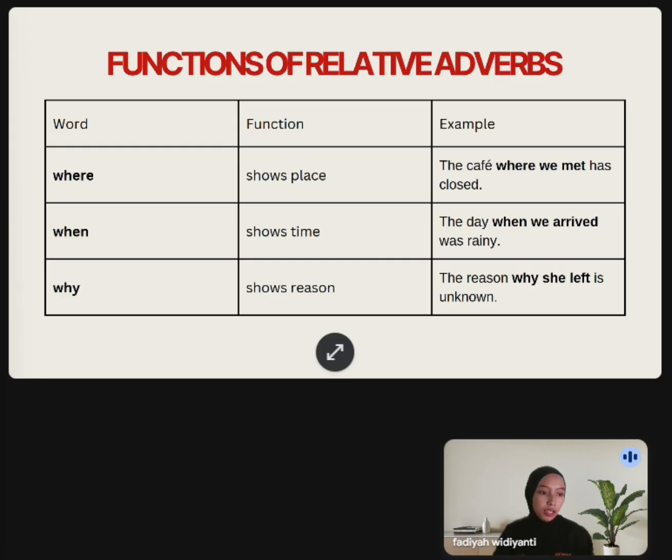The second is when. We use when to show time. The example: the day when we arrived was raining. And then: I remember the year when the economy crashed.